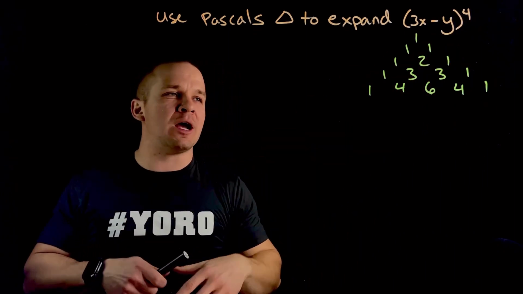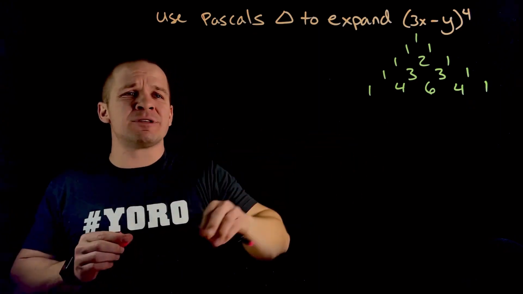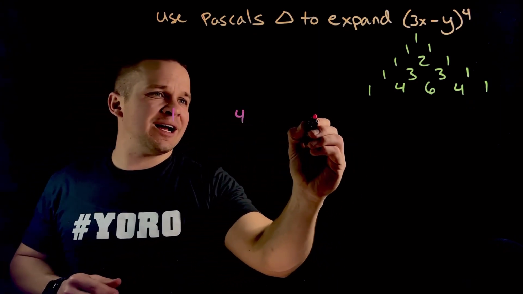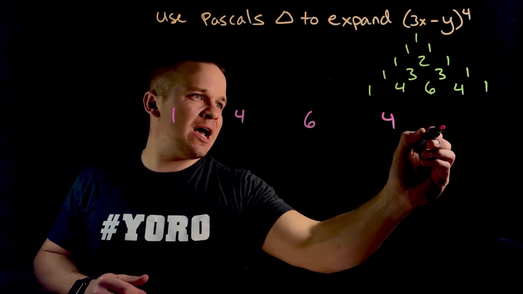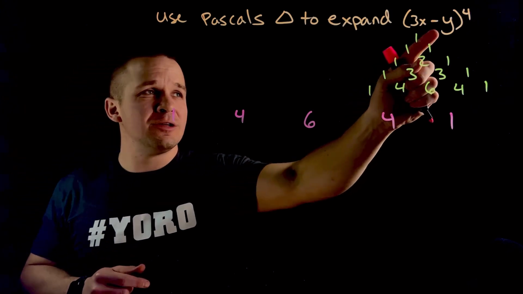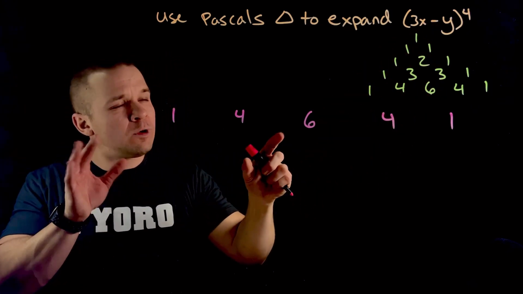That matches my degree up there. So I'm going to lay those numbers out. I'm going to give myself some space, right? I have 1, 4, 6, 4, and 1. Beautiful. Now this time they're not all going to be addition due to that one right there, but again, we'll get there in a sec.